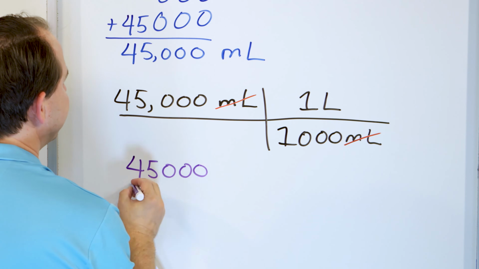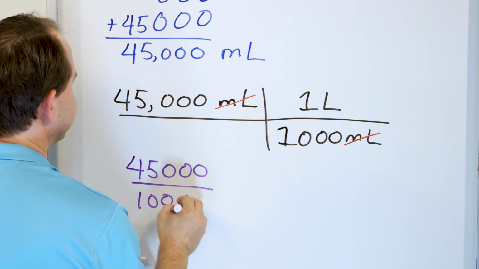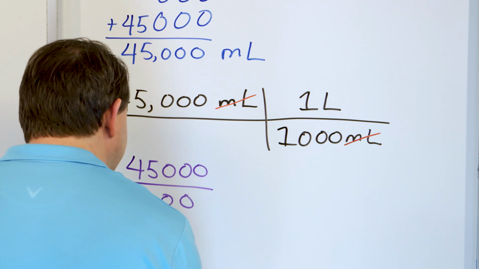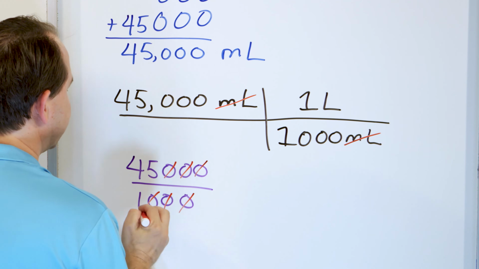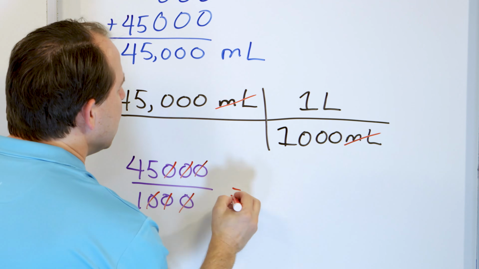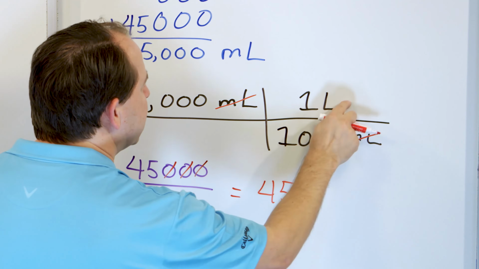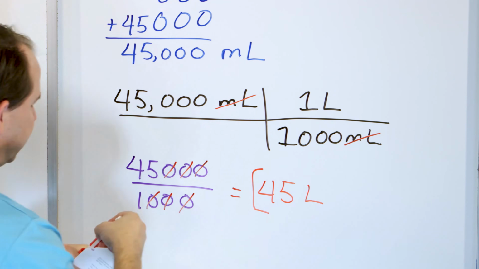45,000, I'm going to divide by 1,000. Like this. And the reason I'm doing that is because this 0 will cancel with this one, and this one will cancel with this one, and this one will cancel with this one. I have 45 divided by 1, which is just 45, and the unit left over is liters. I will need 45 liters of water.